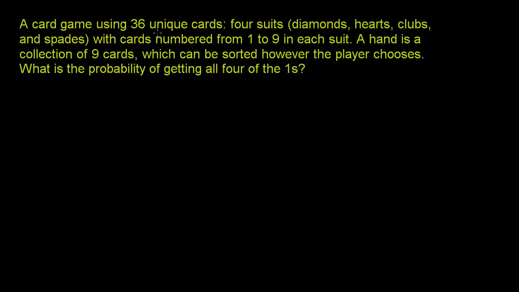A card game using 36 unique cards, 4 suits, diamonds, hearts, clubs, and spades, with cards numbered from 1 to 9 in each suit. So there's 4 suits, each of them have 9 cards, so that gives us 36 unique cards. A hand is a collection of 9 cards, which can be sorted however the player chooses. So they're essentially telling us that order does not matter.